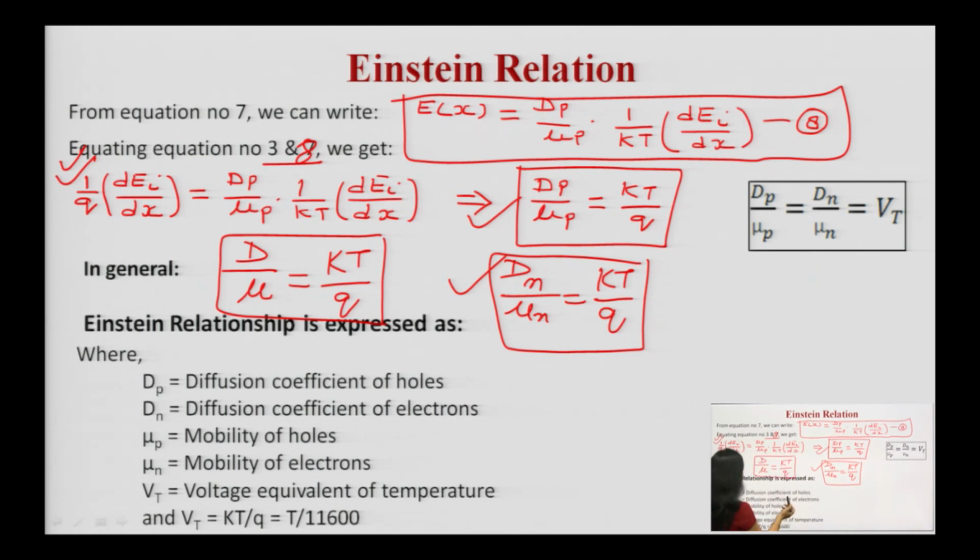So, what are these coefficients? dp is the diffusion coefficient of the holes, dn is the diffusion coefficient of electrons, mu p is the mobility of holes, mu n is the mobility of electrons, Vt is the volt equivalent of temperature, which is equal to kT upon q. K is the Boltzmann constant, T is the temperature, and q is the charge. If you substitute the value of k and q, you will be getting Vt is equal to T upon 11600. So, this is how you can derive the Einstein equation. You must remember, this is a very important equation.